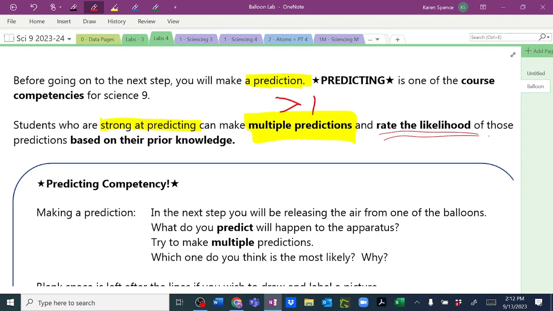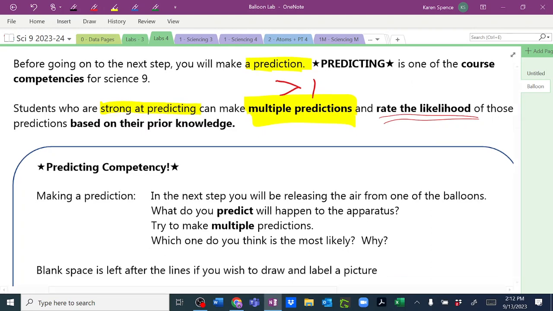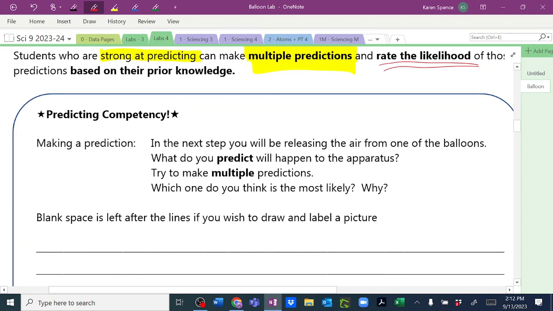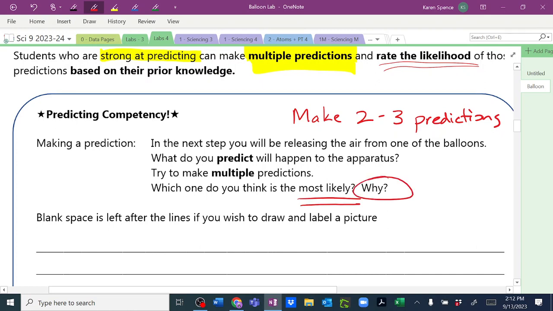Does that sound likely? No. You should be able to come up with 2 or 3 reasonable predictions that you think could happen. Okay, 2 or 3. So you want to make 2 to 3 predictions. And you're going to say which one you think is the most likely and why.